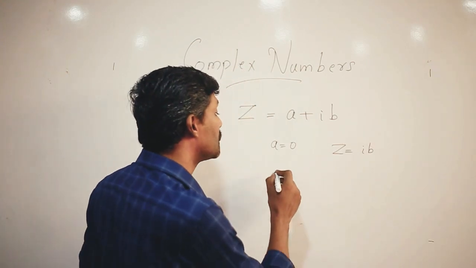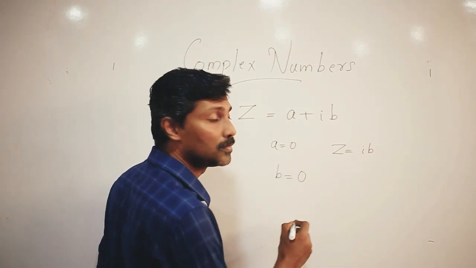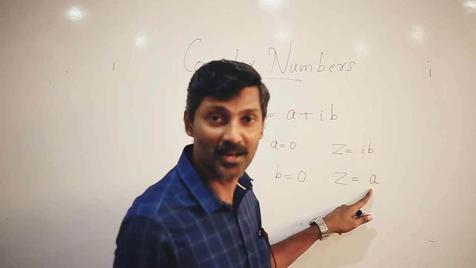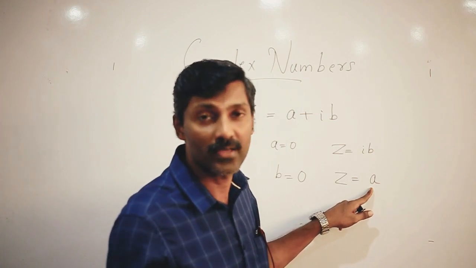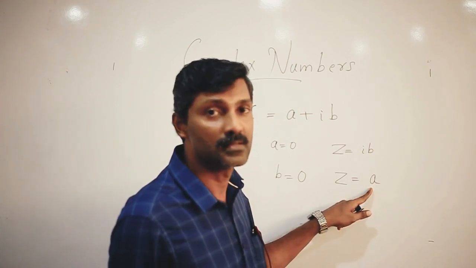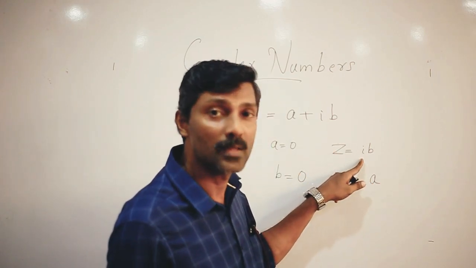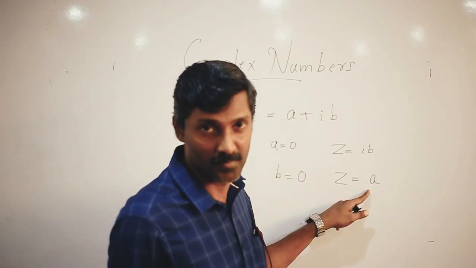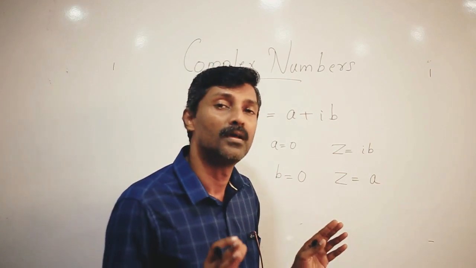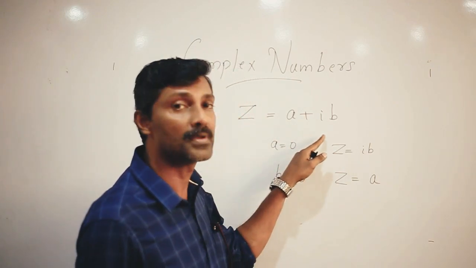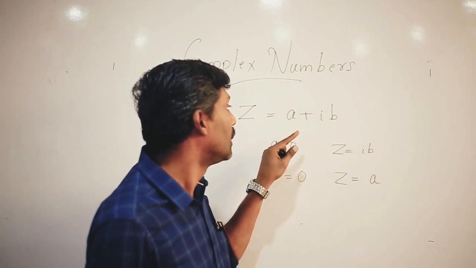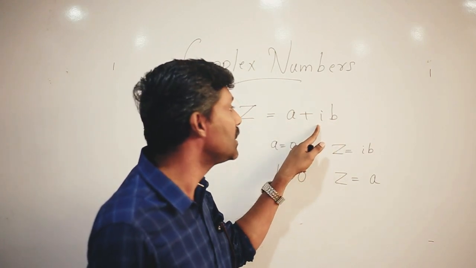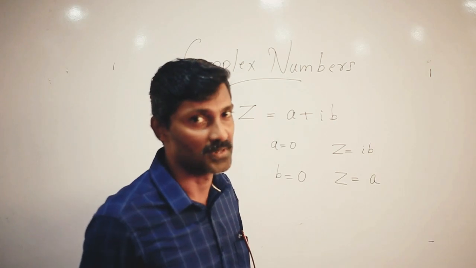And what if b is equal to 0? Then we get Z is equal to a only. That means this has only a real part, so this is a real number which doesn't have an imaginary part. So we can have two cases. The real part is 0, which means you get a purely imaginary number, and the imaginary part is 0, which means you get a purely real number. So basically, any complex number Z is equal to a plus ib, where a is the real part and b is the imaginary part. So i makes it complex. If there is no i, there is no complex number, right?